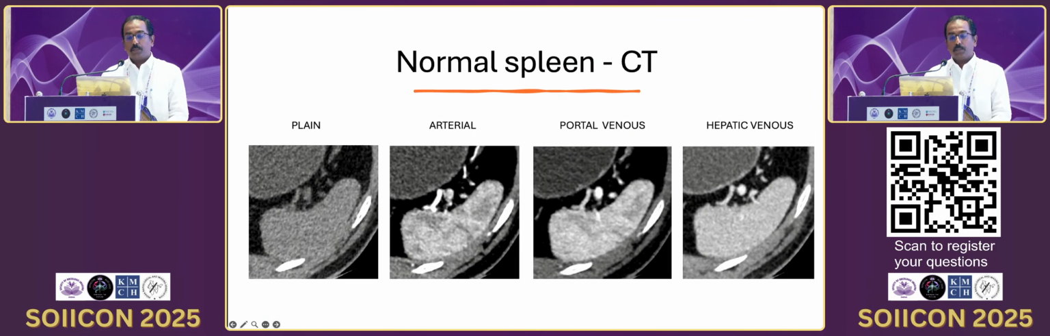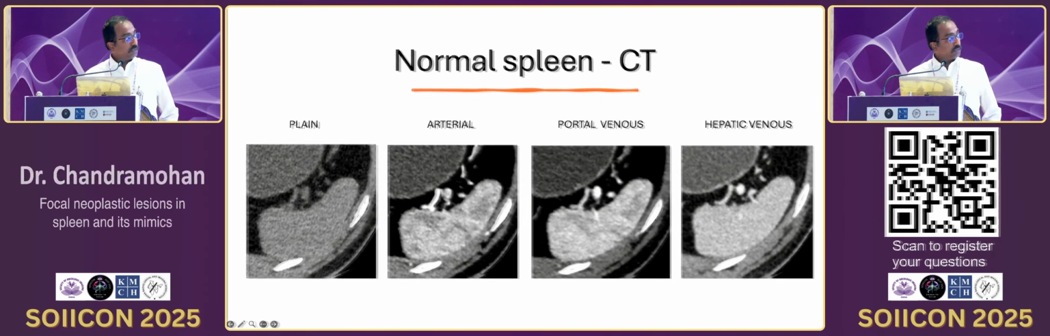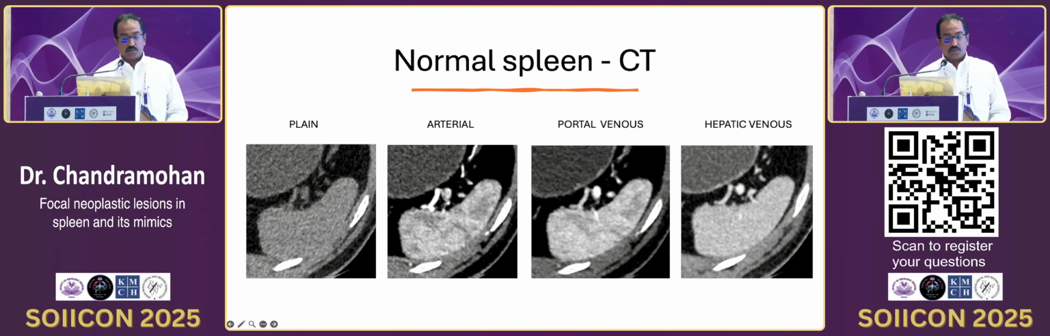Now, this is the normal appearance of spleen in contrast enhanced CT. In the contrast enhanced CT, we will see that in the arterial phase, we will have a heterogeneous enhancement pattern, and it continues in the portal venous space as well as in the hepatic venous space. To know why this sort of enhancement occurs in the spleen, we should know about the histology of the spleen.